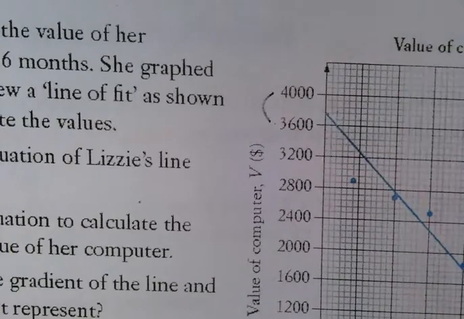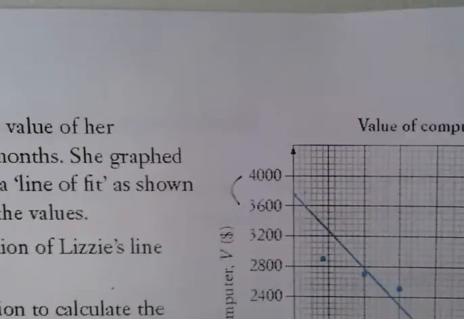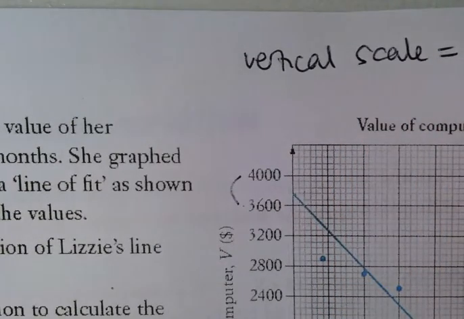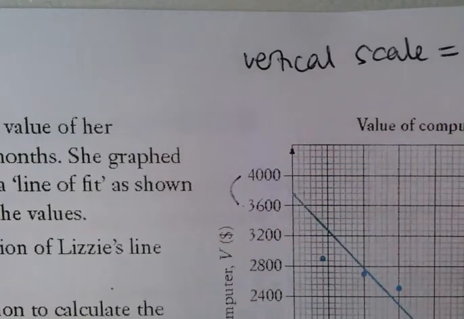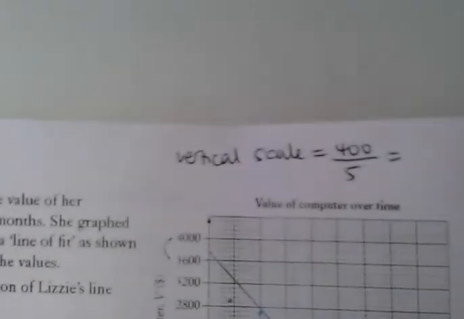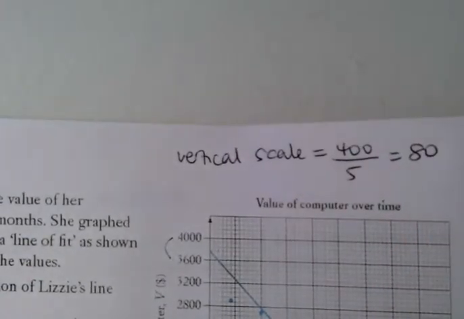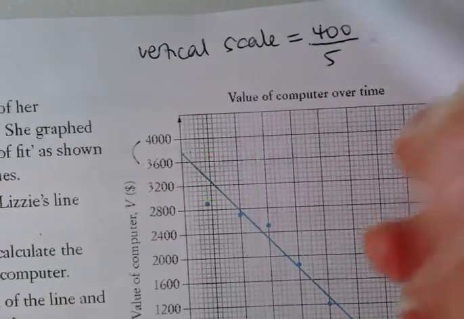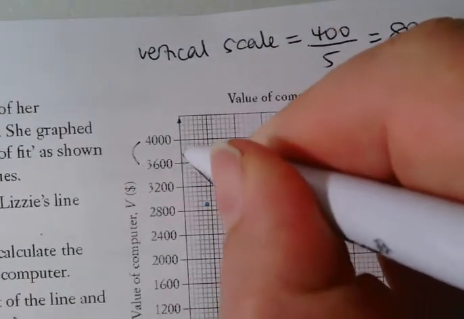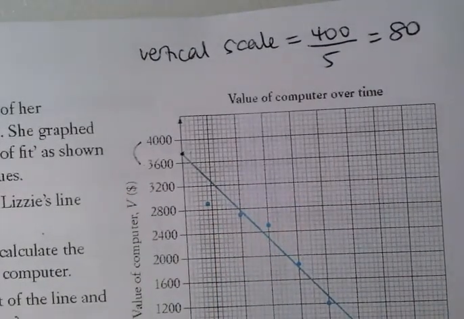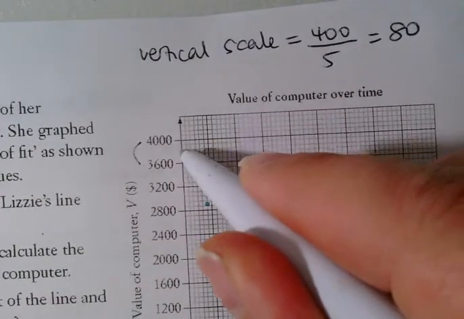So what is the scale here? So the vertical scale is not going up by hundreds. It goes up by 400 for the 5 boxes, so the vertical scale is actually 400 divided by 5, which is 80. So each box going up is 80, not 100. So you need to be very careful with that. You always need to check your scale. So this would be 3,000, and this original value looks to be exactly on that second line. So that would be 3,600 plus 80 plus 80.